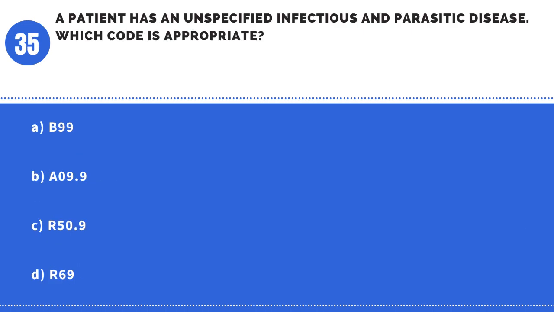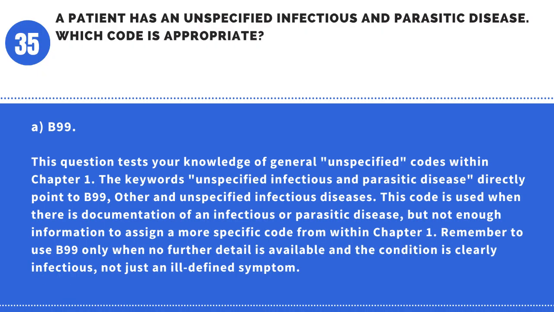Question 35. A patient has an unspecified infectious and parasitic disease. Which code is appropriate? A. B99, B. A09.9, C. R59, D. R69. Answer A. B99. This question tests your knowledge of general, unspecified codes within Chapter 1.